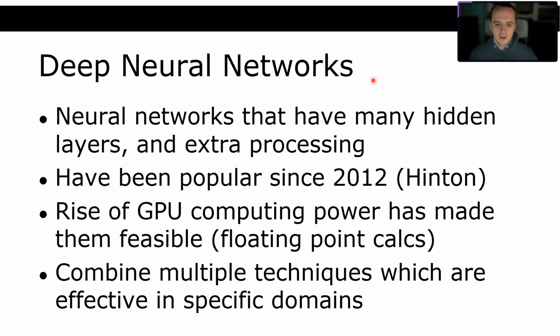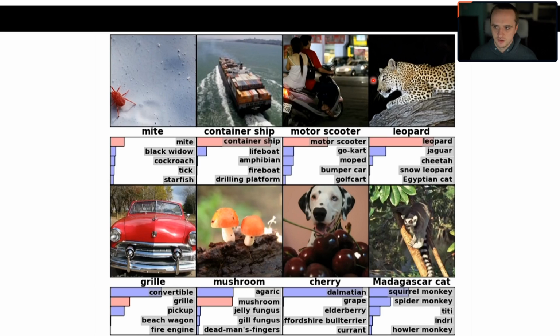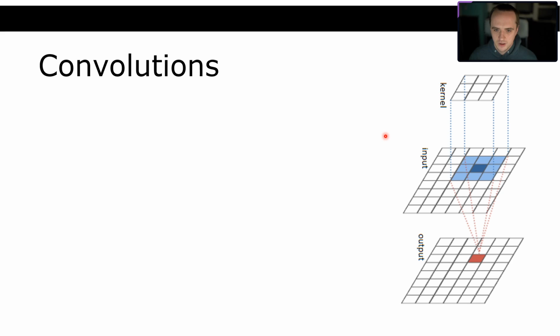So they combine multiple techniques which are super effective in specific domains, namely in image processing. We showed this example before of deep neural nets being able to classify these images. I won't go over this whole example, but just go back to lecture 18 if you want the explanation of this. So the first technique that a lot of deep neural nets use is something called convolutions.